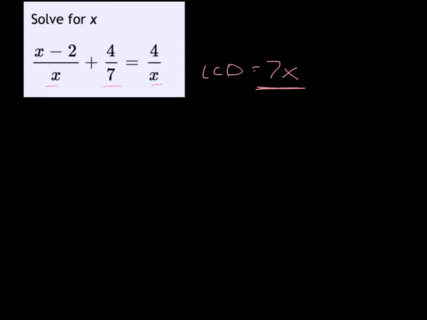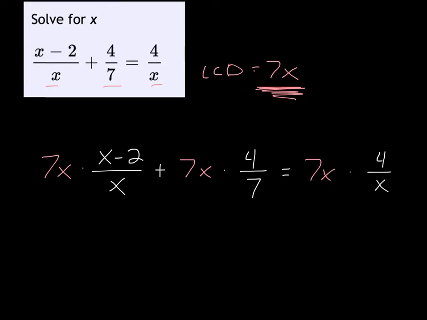Okay, that's the first step. Identify the LCD of each fraction in the equation. Then I'm going to multiply each term in this equation by 7x. So I'll write that out here. Alright, here we have our same equation. All I've done is multiply each term of this equation by this least common denominator of 7x. And then we're going to deal with each term individually.